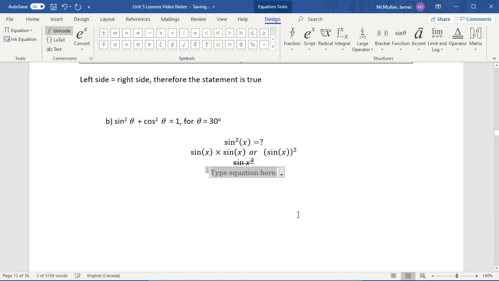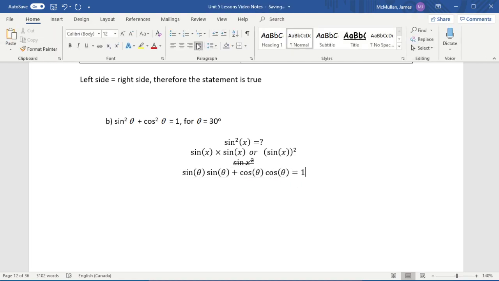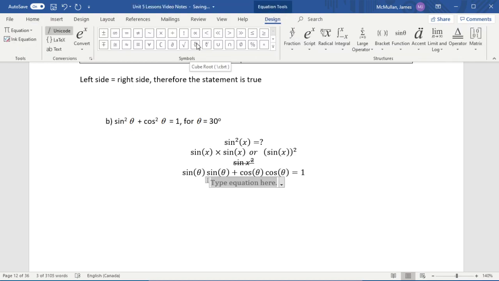So let's see what we could do here. Let's write it out this way, just so you can see it the way I'm thinking about it. I'm gonna write this out a little bit differently. I'm gonna say it's sine theta times another sine theta, plus cos theta times another cos theta equals 1. That's what the expression is asking you to do. Now, we also know that the theta in the question is 30 degrees, so let's put 30 degrees in each of these. So sine 30 times sine 30 plus cos 30 times cos 30 equals 1. That's the contention.